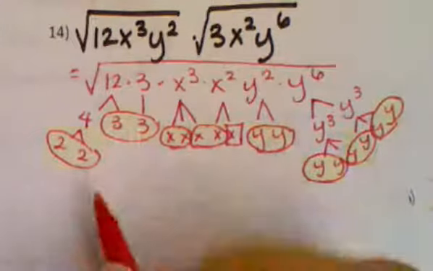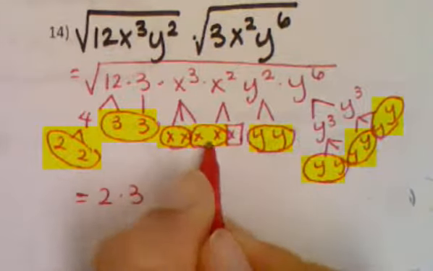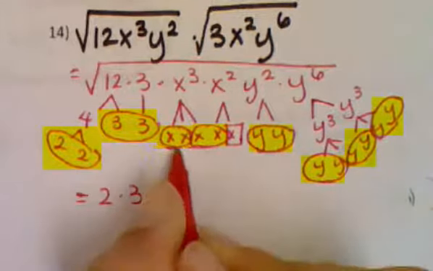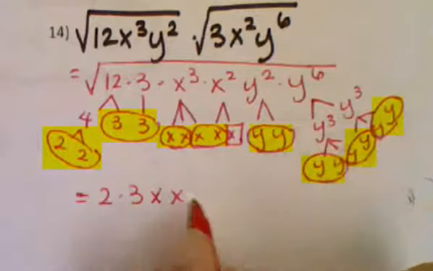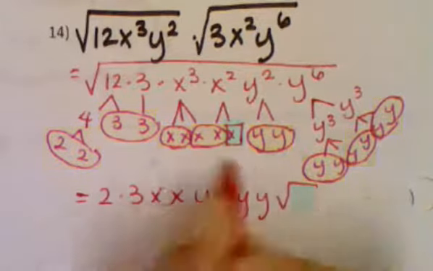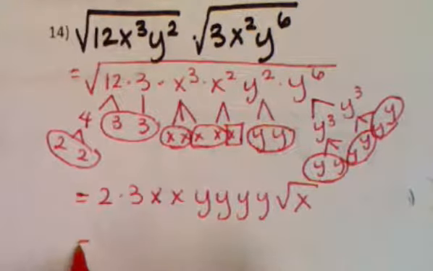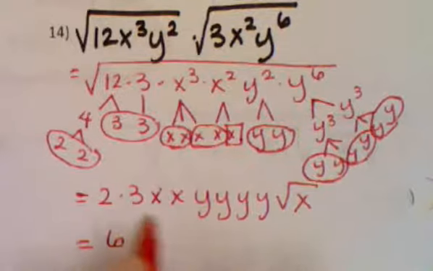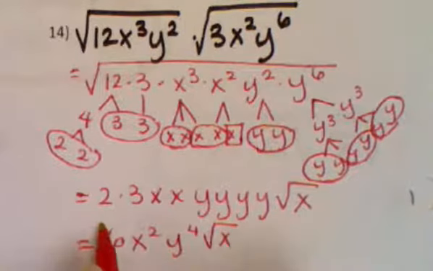So we'll pull all of the pairs out. So we get 2 times 3, and then both of these x's. Skip that one, that one's going to stay inside. And then 1, 2, 3, 4 y's. And then go back and make sure that x stays in. Now, if you would recognize 4 y's as the y to the 4th, by all means, write it that way initially. That's fine. So we're going to end up, when we put it all together, with 6x squared y to the 4th times the square root of x.